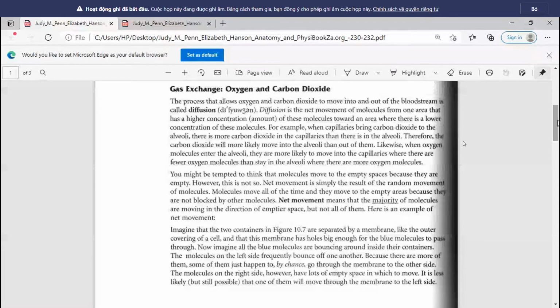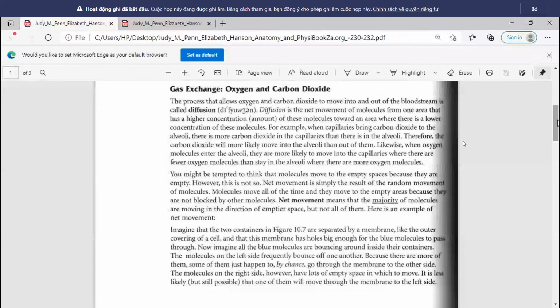So the answer can be found in the first paragraph, line number 2. So how does diffusion work? Diffusion is the net movement of molecules from one area that has a higher concentration, higher amount of these molecules, towards an area where there is a lower concentration of these molecules, right?